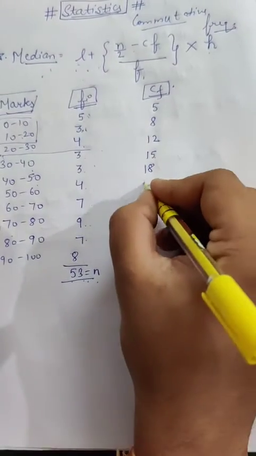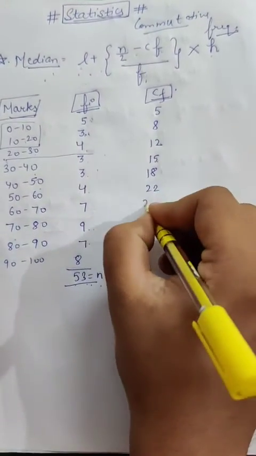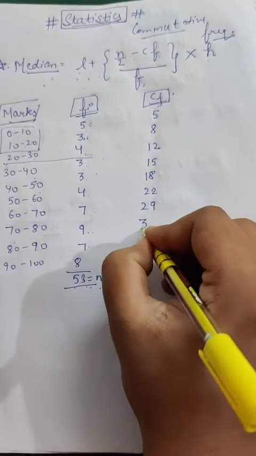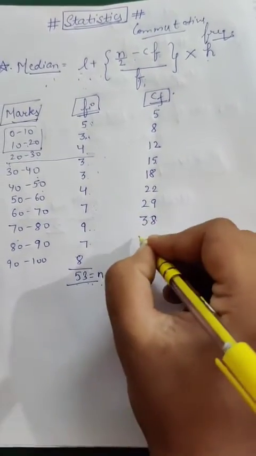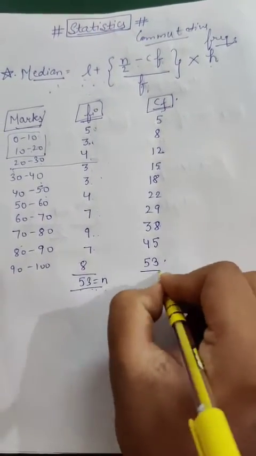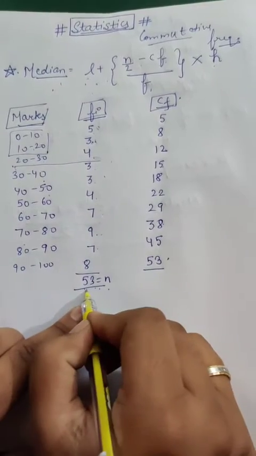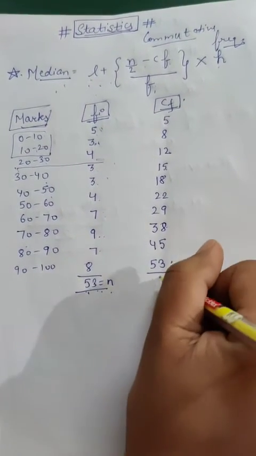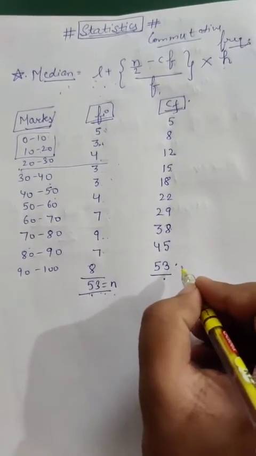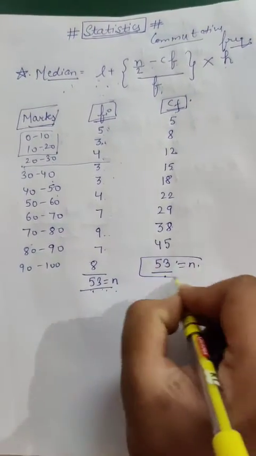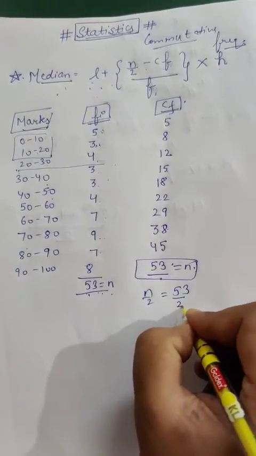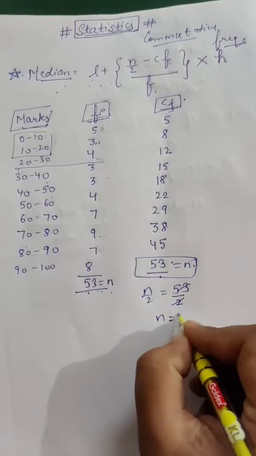Then 22, 22 plus 7 is 29. Then 29 plus 9 is 38, 38 plus 7 is 45, and here it is 53. So you have also verified the result, as the sum of the frequencies is 53, and here it is 53 as well. So this is the value of n, as we know that n is 53, so n by 2 comes out to be 53 divided by 2, that is 26.5.